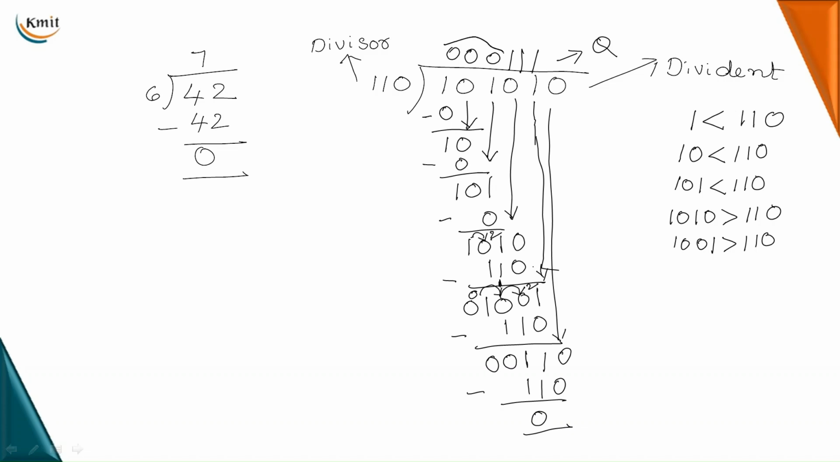You can ignore these 0 bits. So the result is 1, 1, 1. If you convert it into decimal form, it is 7. So this is how binary division is performed. Thank you.